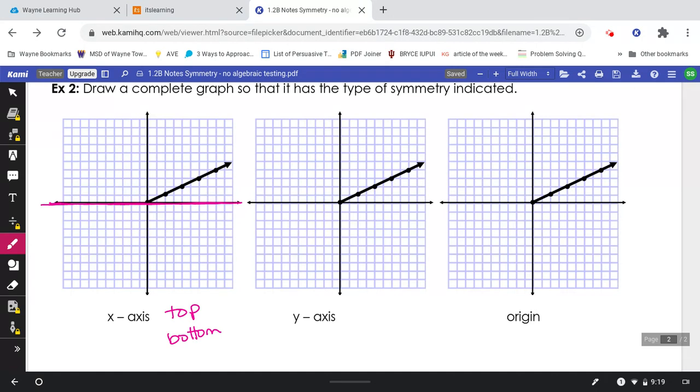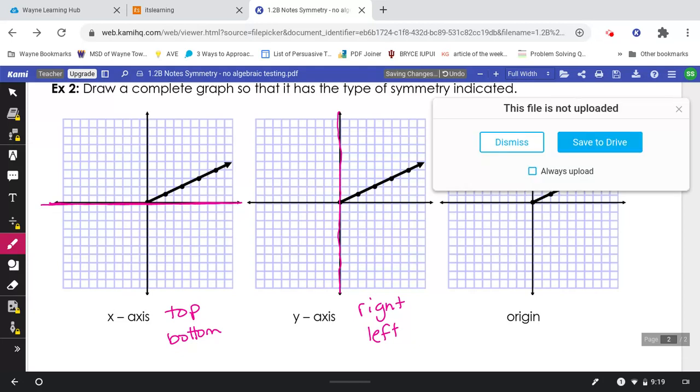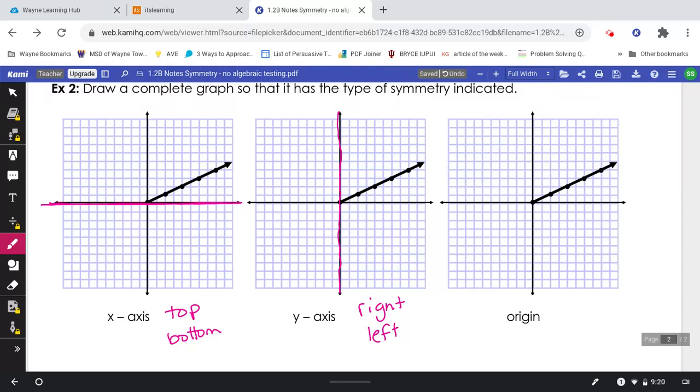Right, for your y-axis symmetry, straight down the middle here, you're going to think about whatever you draw on the right, you're going to move it over to the left-hand side. And the origin, you're going to think about moving it diagonally.